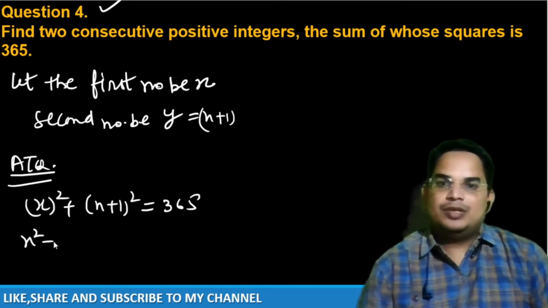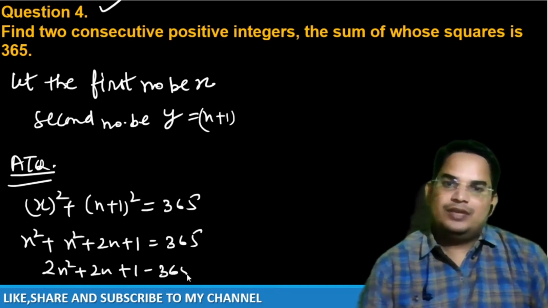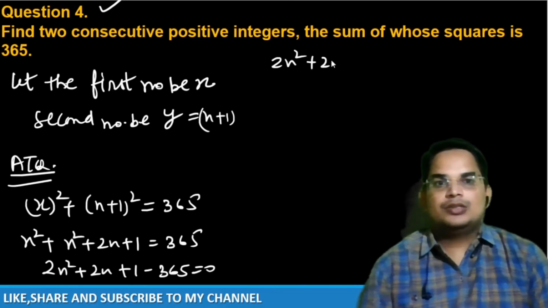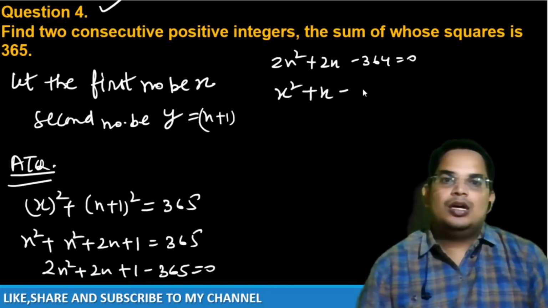Now do the square: it becomes x square plus x square plus 2x plus 1 is equal to 365. After this it becomes 2x square plus 2x plus 1 minus 365 is equal to 0. So 2x square plus 2x plus 1 minus 365, which is minus 364, is equal to 0. Divided by 2, it becomes x square plus x minus 182 is equal to 0.